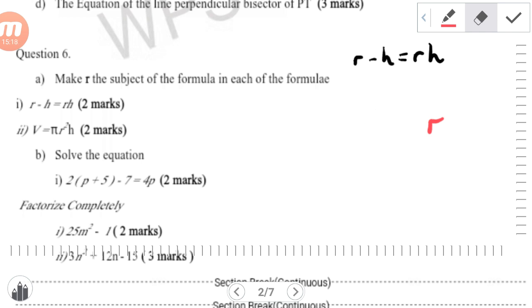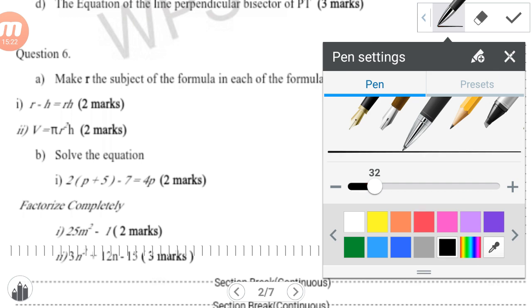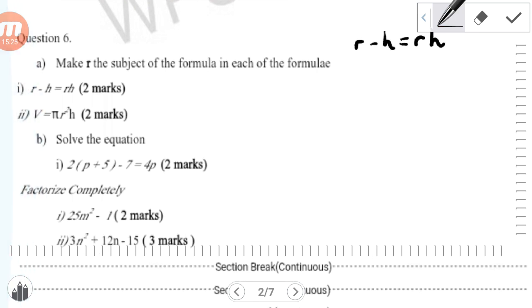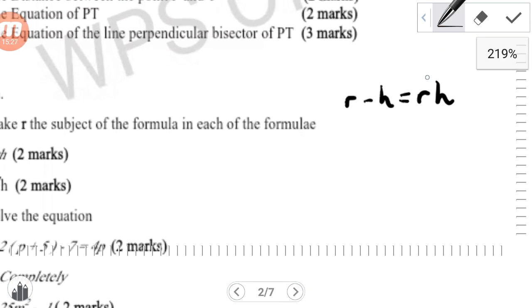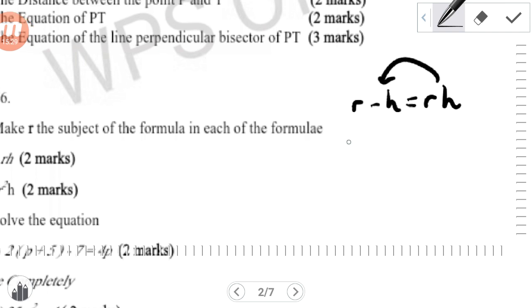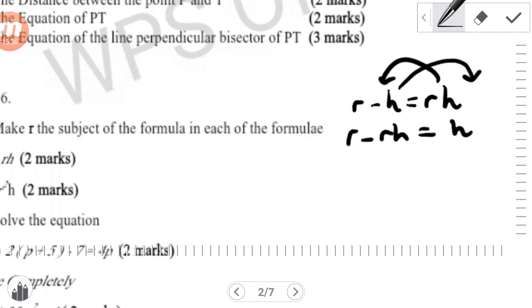So what you needed to do here was transpose like terms. We needed to group the R's together, right? So here we're just going to be transposing the RH, and we're going to end up with R take away RH is equal to, we're going to transpose the minus H, we get positive H. Right, now the R's are together.